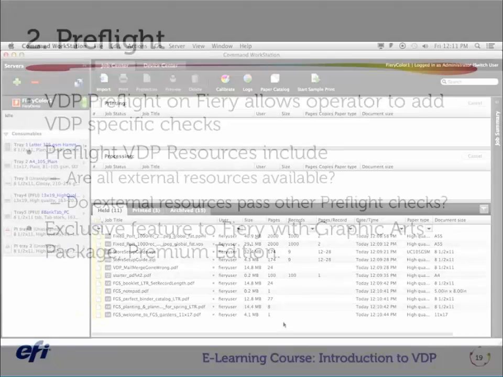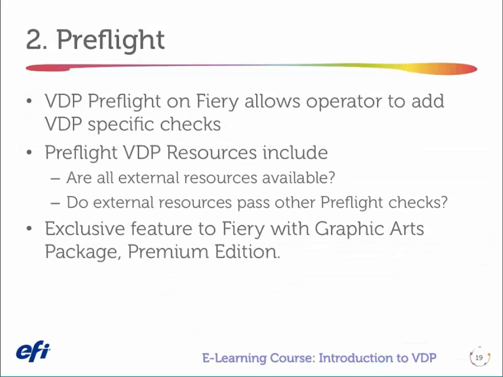We hopefully all know that for critical jobs, Preflight helps you to identify issues. If during Preflight no errors or warnings have been found, chances are that Fiery will be able to process and print the jobs without any issues. This is a well-established process in a PDF workflow, but how do you Preflight a VDP job?